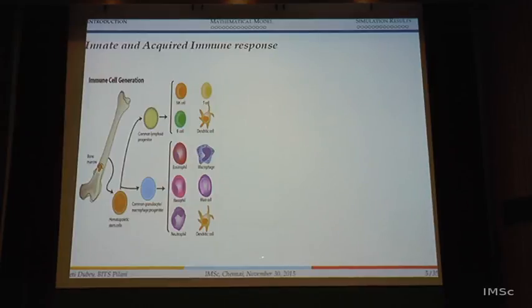Here we see how the immune cells are generated. The source of all the stem cells is bone marrow, and the stem cells lead to the common lymphoid progenitor and the macrophage progenitor. The macrophage progenitor gives the cells which are part of the innate immune response, and the common lymphoid progenitor leads to the cells which are part of the acquired immune response, which we can say is the adaptive immune response also.